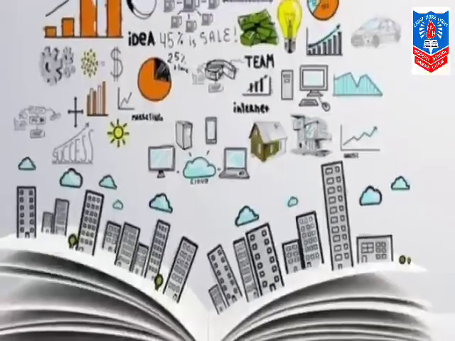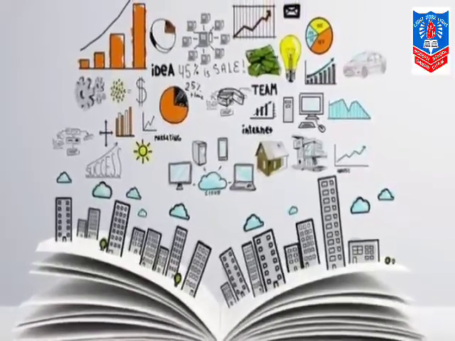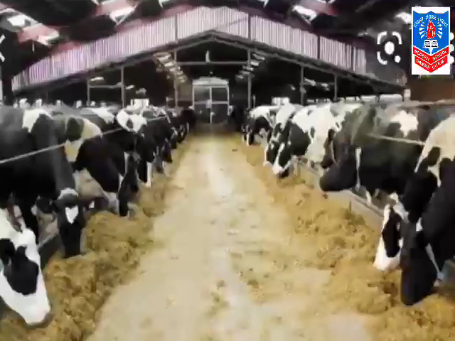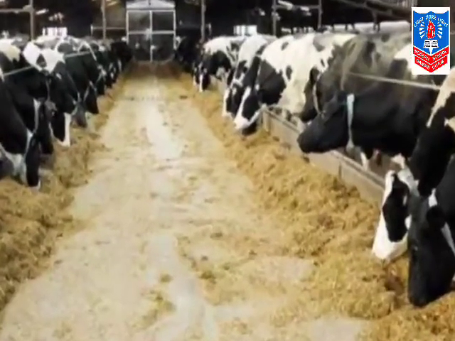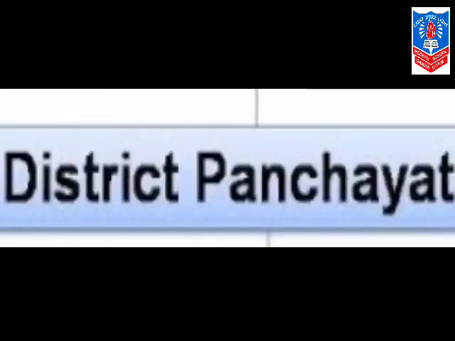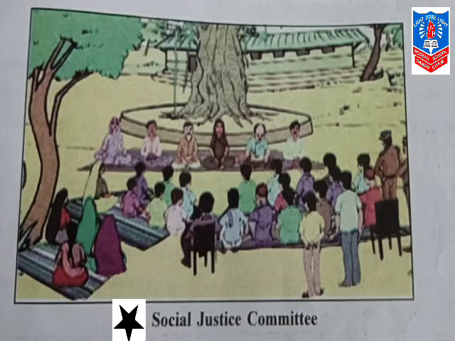They manage and control revenue. Revenue means income, education and cooperation, irrigation and animal husbandry, and agriculture at district level. District Health Officer, District Primary Education Officer, District Agriculture Officer, District Social Welfare Officer, Deputy Executive Engineer are in charge of District Panchayat. Now, next one is Social Justice Committee.